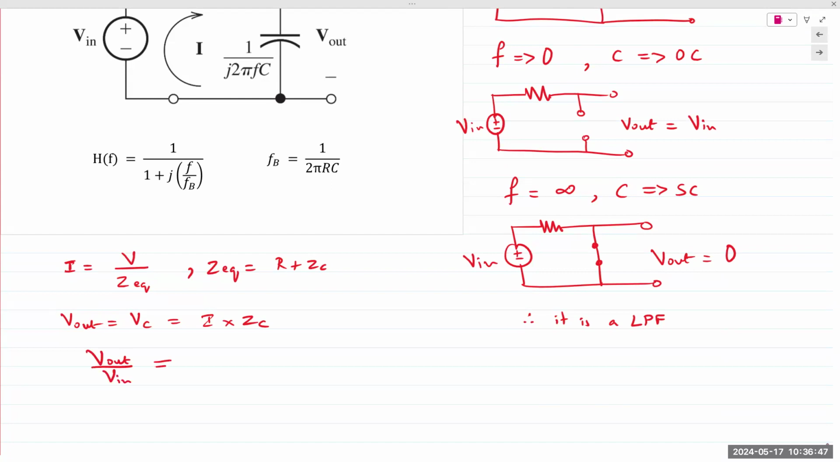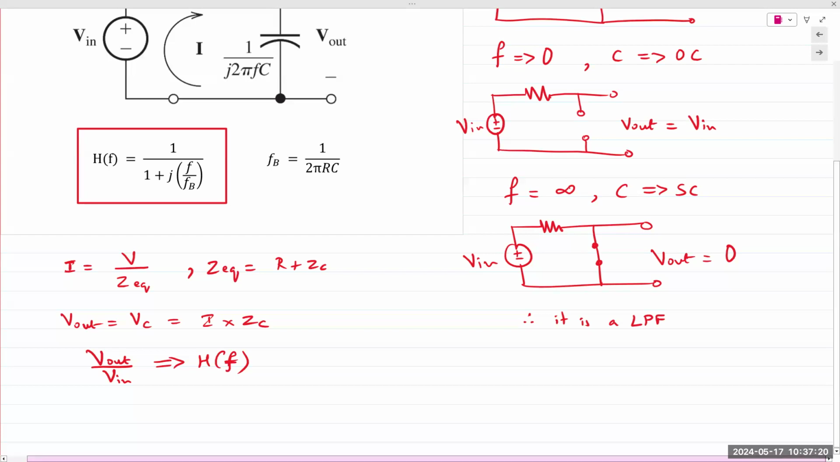V out to V in, which would give you H of F. After rearranging the terms, we would obtain H of F as 1 over 1 plus J F over FB. But yes, low pass filter.